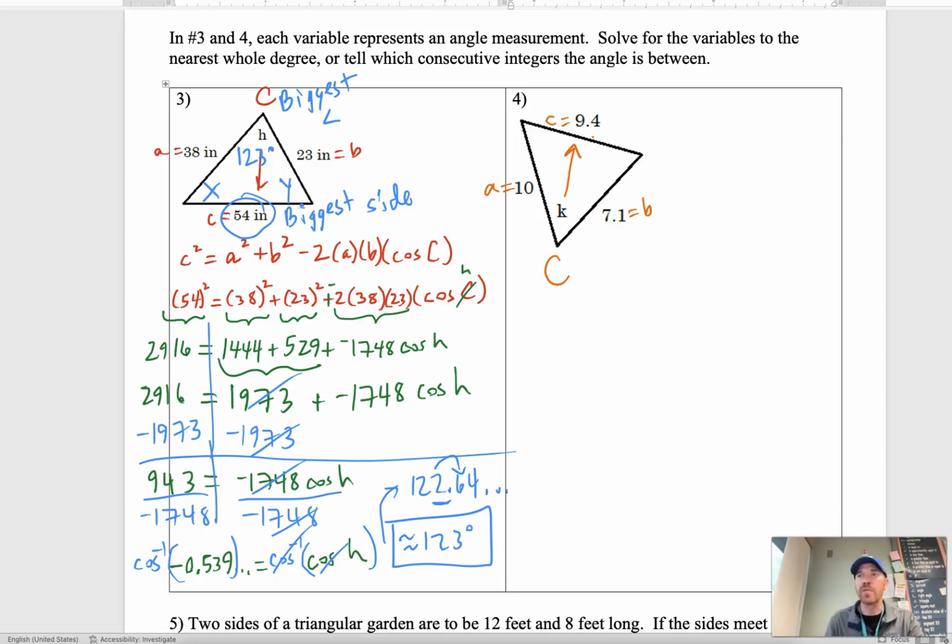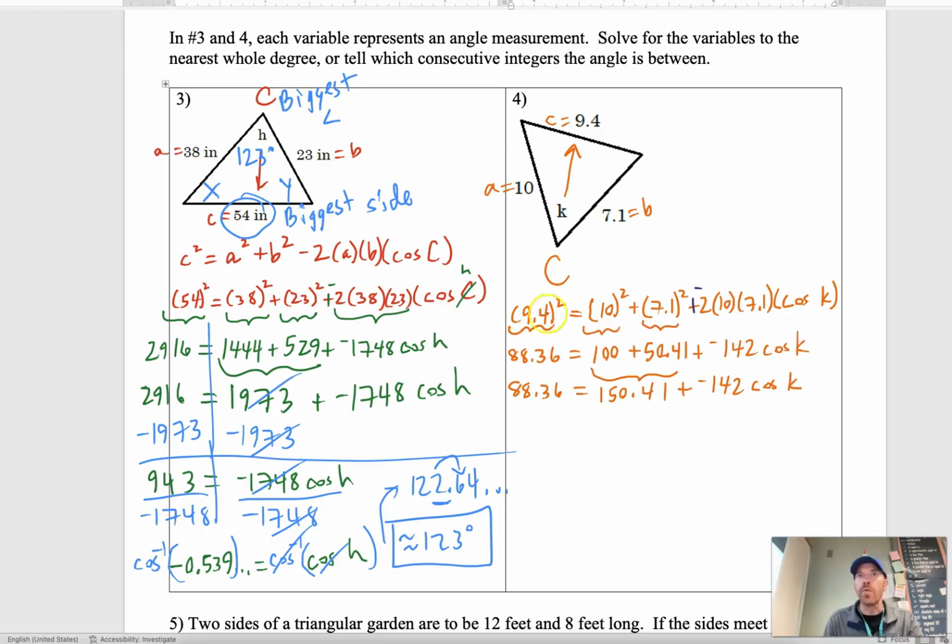If you want to put these numbers into the law of cosines formula, if you plugged all those numbers in, you get something that looks like this. Again, if you want to chop and say plus negative 2, then you can do a little bit of simplifying. So we can do 9.4 squared, 10 squared, 7.1 squared. We can do the negative 2 times 10 times 7.1, and we get 88.36 equals all of this.